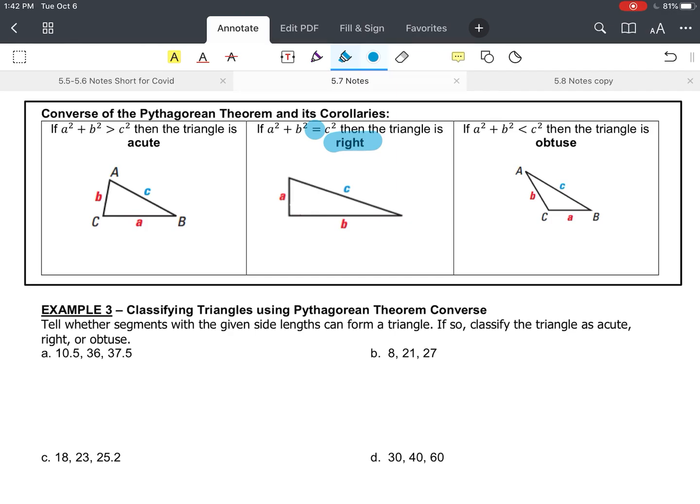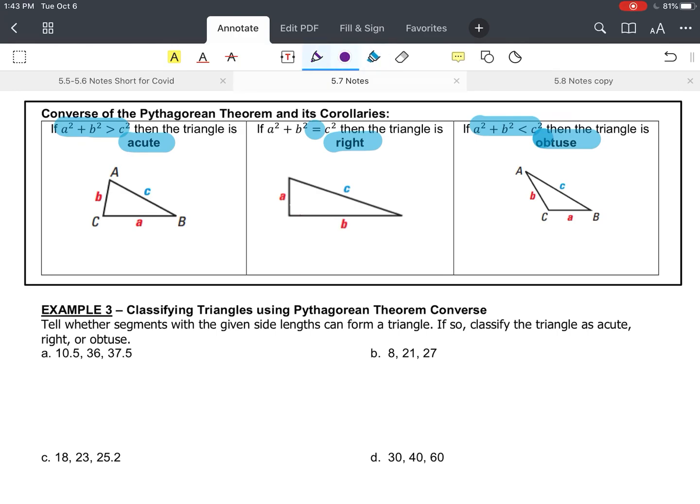b squared equals c squared, then the triangle is right. The one on the left and the right are the new ones. If a squared plus b squared is greater than c squared, that means your c, your hypotenuse, shrunk, then your triangle is acute. If a squared plus b squared is less than c squared, that means your hypotenuse got bigger, so your triangle is obtuse.